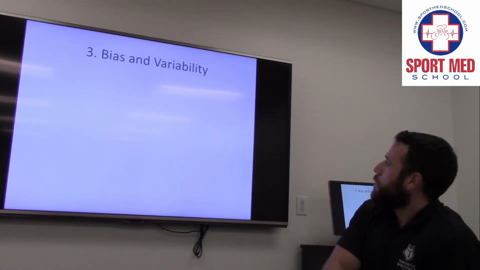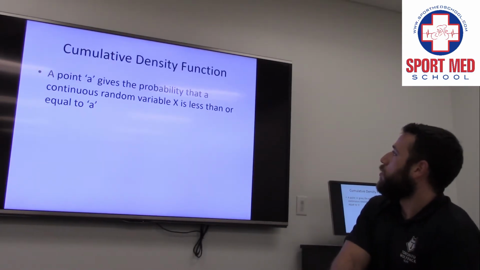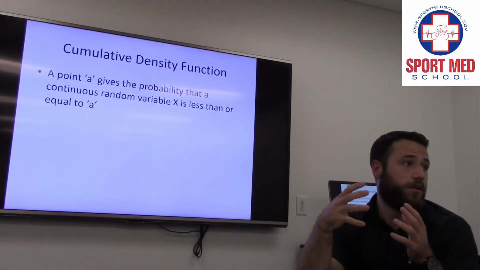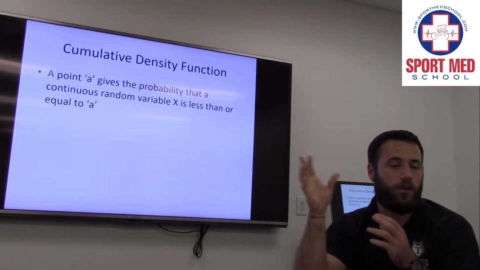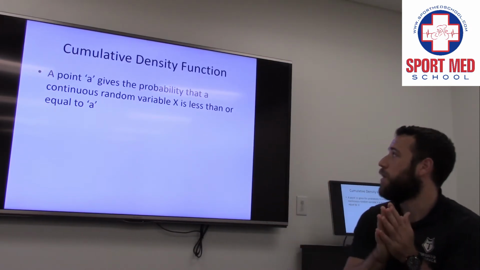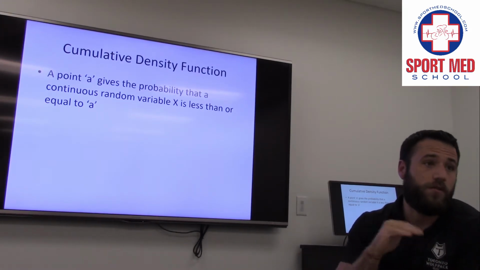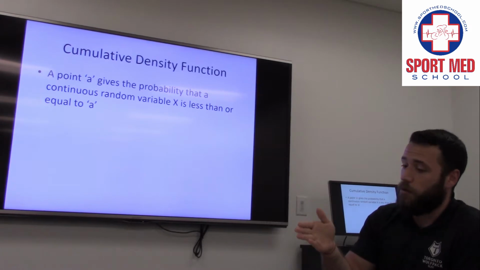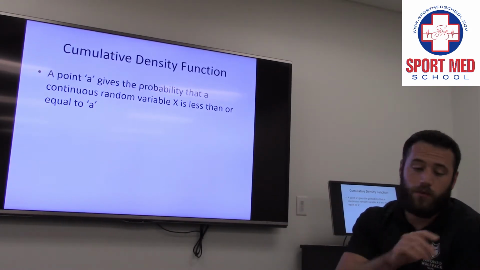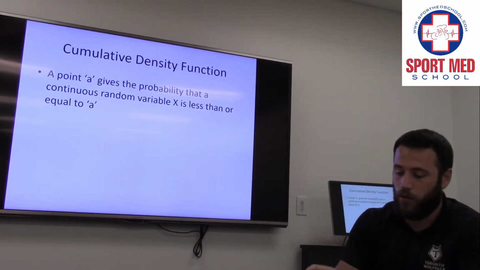So the next topics that we want to talk about were bias and variability. But in order to do that, we sort of have to first talk about cumulative density functions in sampling. So we've all seen cumulative density functions before, and I'll show you an example after this slide. A cumulative density function is essentially just a function whereby at any point A it gives the probability that a continuous variable up until that point will be equal to or less than A. And what I mean by that is this.